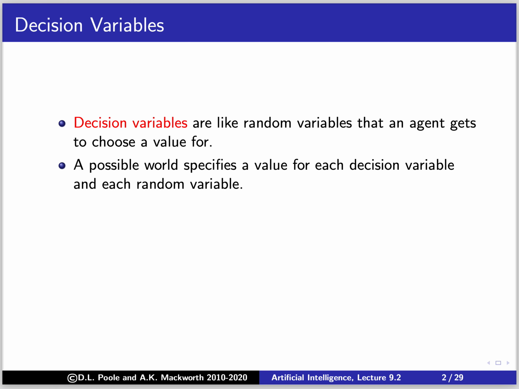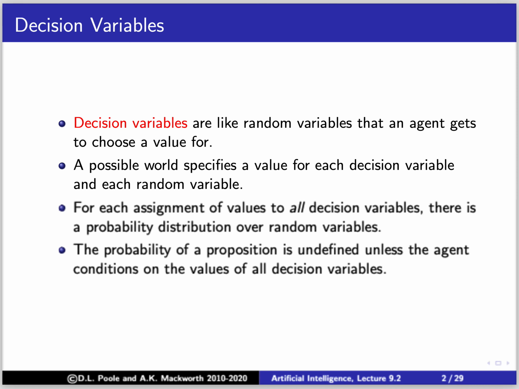Now a possible world, which we defined before, was an assignment of a value to each random variable. But now a possible world specifies a value for each decision variable and each random variable. So we're going to extend the idea of a possible world, with an assignment of values to all decision variables. There's a probability distribution over the random variables, and the probability of a proposition is undefined unless the agent conditions on the values for all decision variables. So the probabilities are undefined unless we know what decisions are being made.